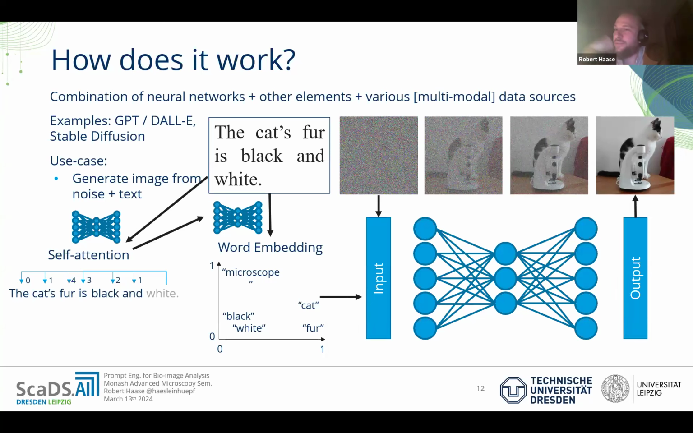Some years ago, we were speaking about how you download a neural network architecture, put in some images, train the network, and then you have your neural network, which can, for example, do denoising or segmentation. That's what many people nowadays also do in daily life for analyzing data, training one network.